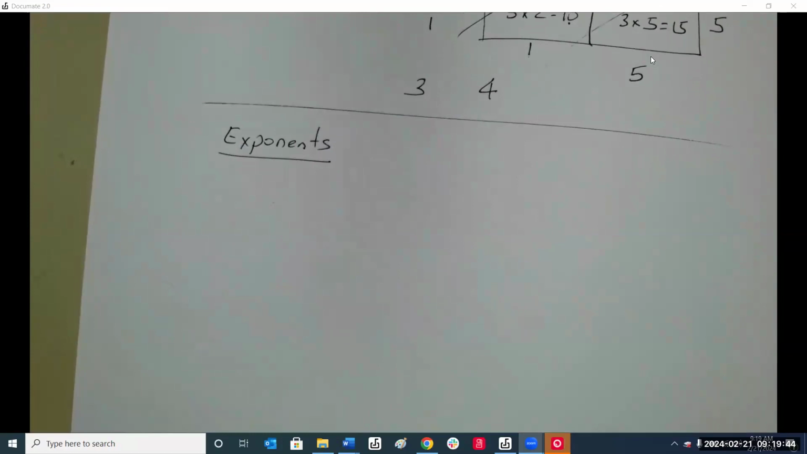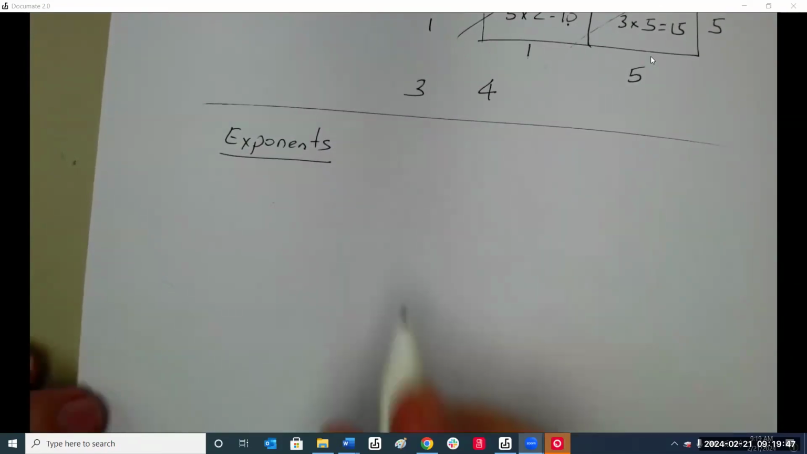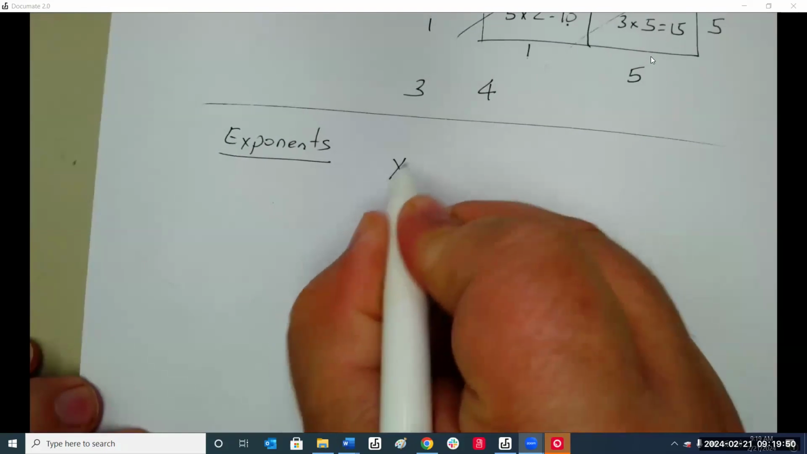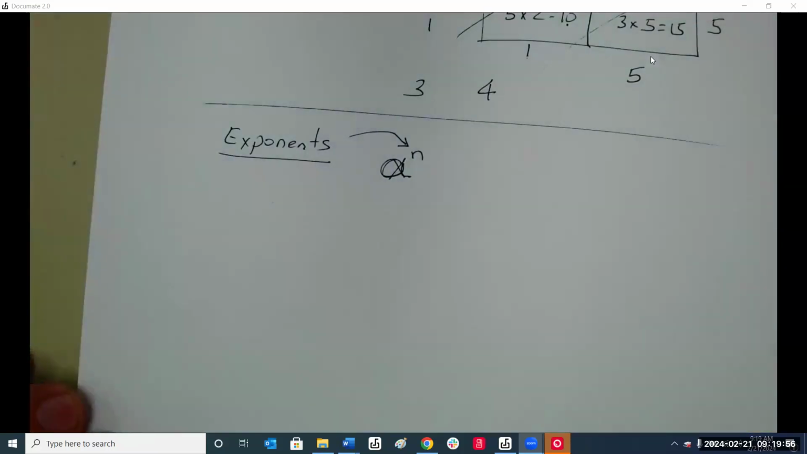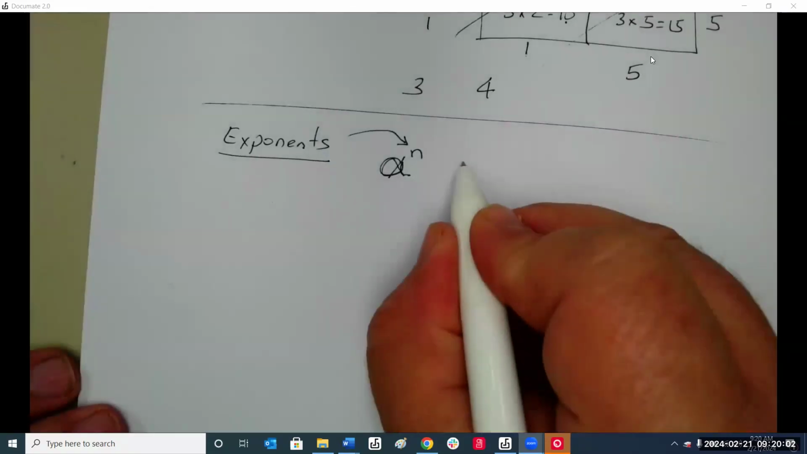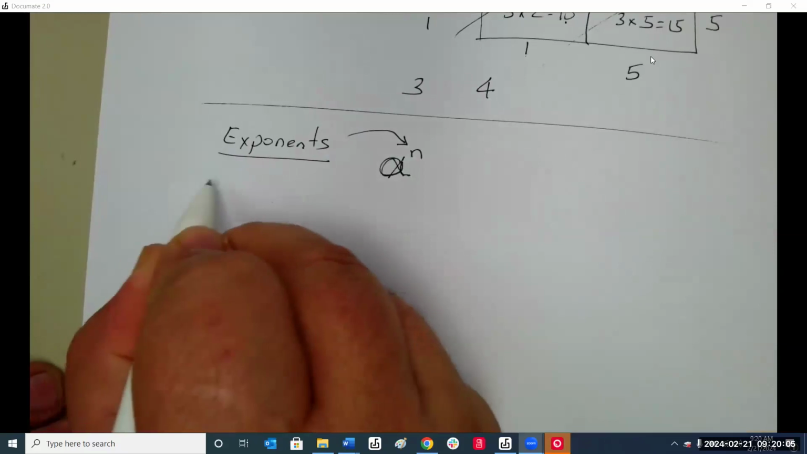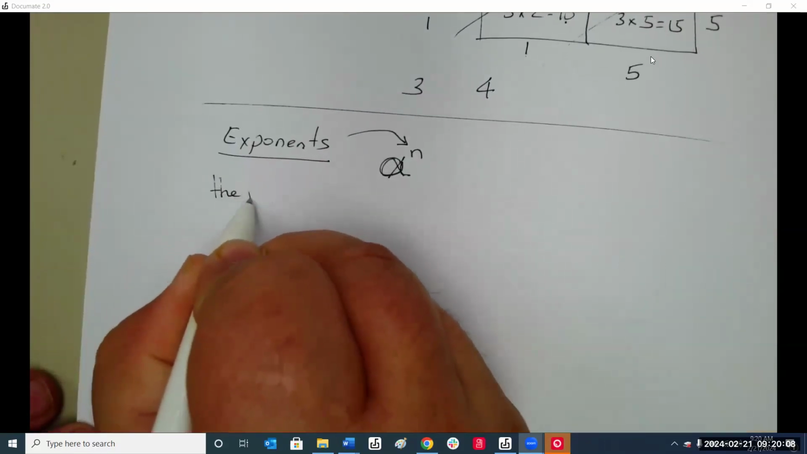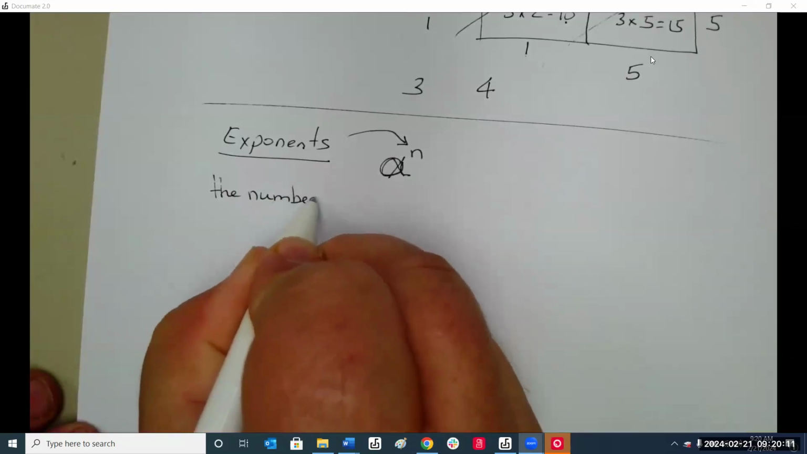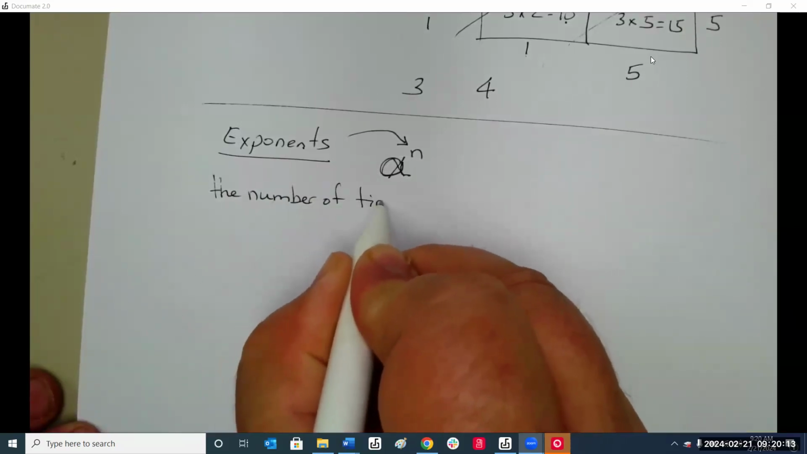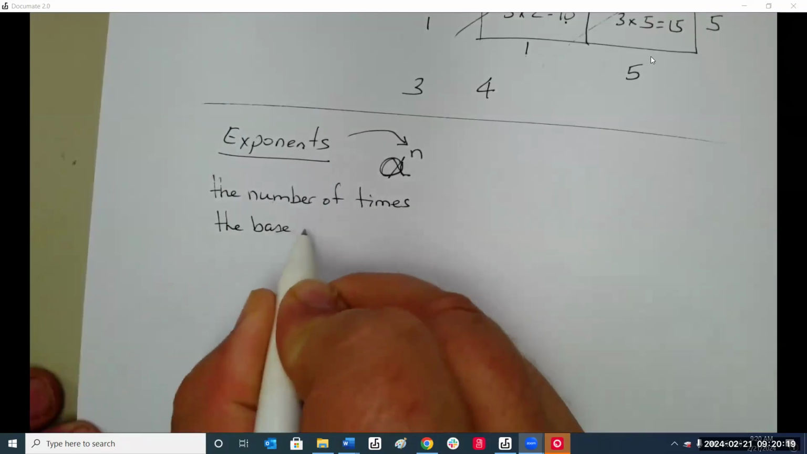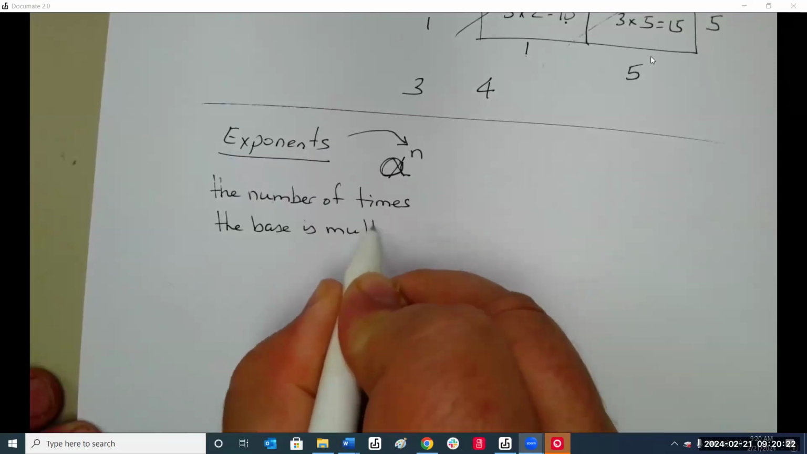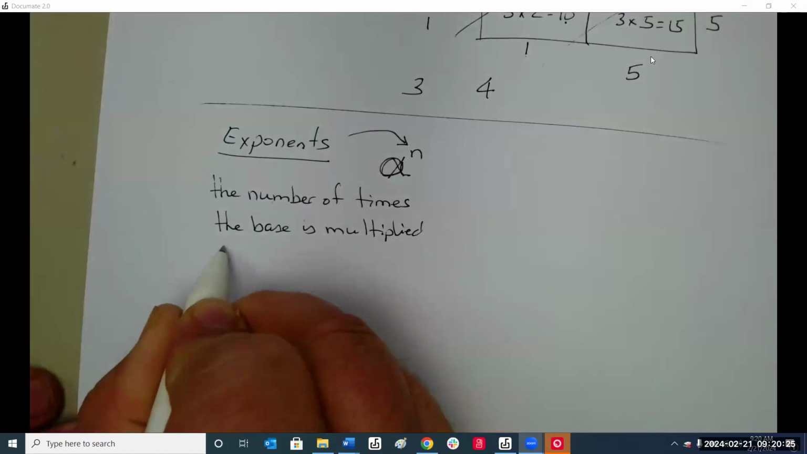Exponents. What are exponents? Exponents are the little number on top. What does an exponent mean? It tells us the number of times the base is multiplied to itself.